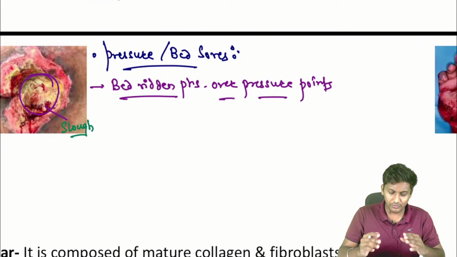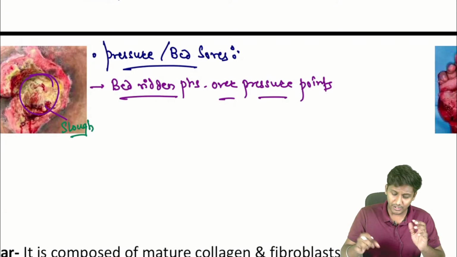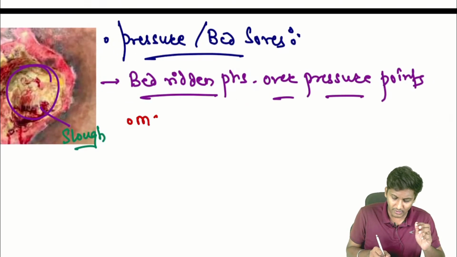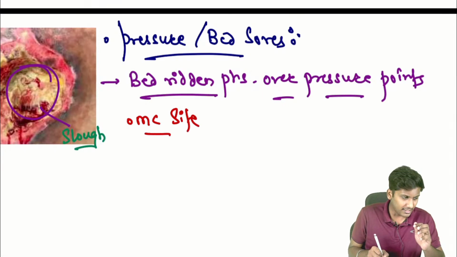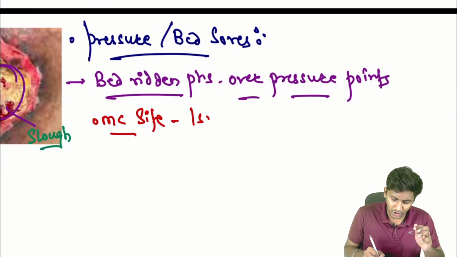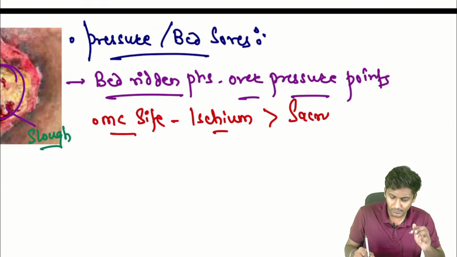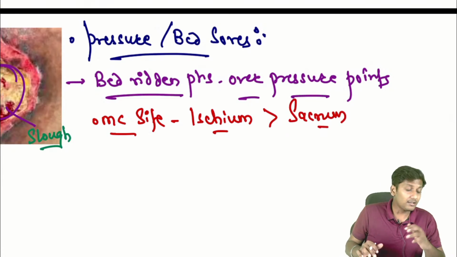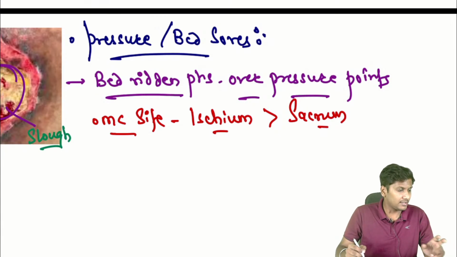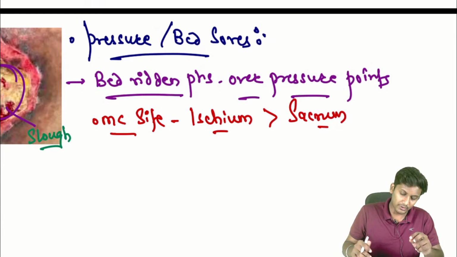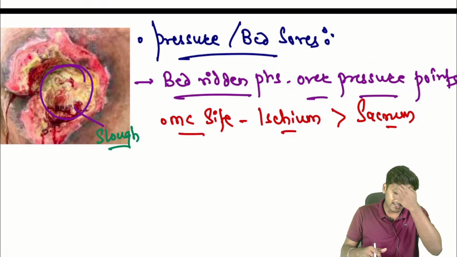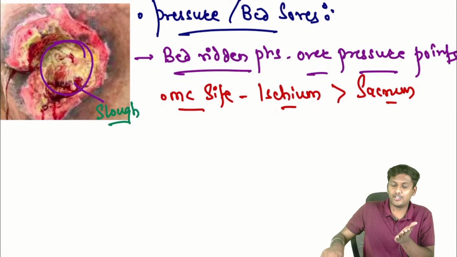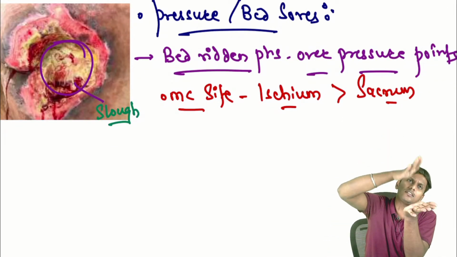Pressure sores or bed sores are usually seen in bedridden patients over the pressure points. The most common site you have to remember is the ischium, followed by the sacrum. The most common site is not the sacrum. They can also get it, because if it is a bedridden patient, there is constant pressure on a particular pressure point.